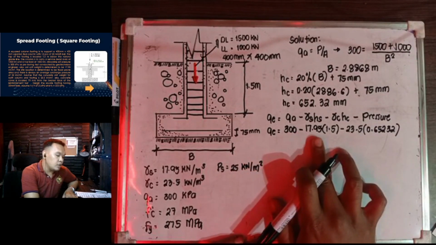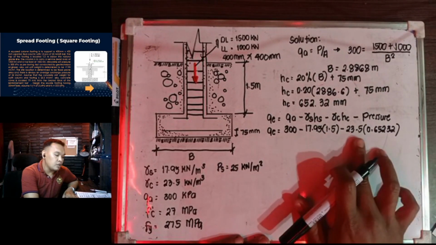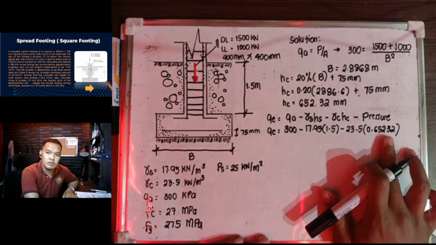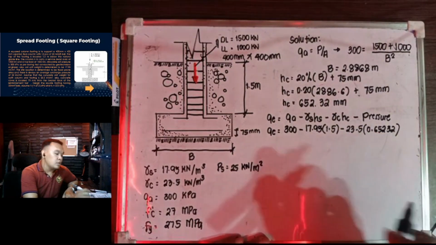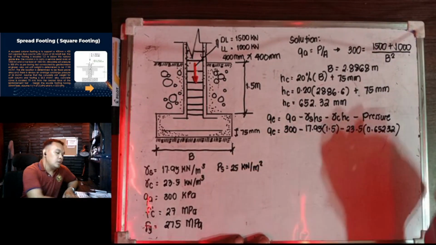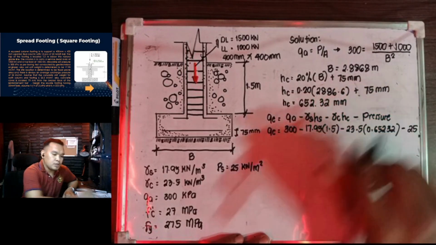Then alam mong itong kilonewton per meter cube to, kailangan mong mag-multiply ng meter squared, meter dito sa taas, no? Same din dito, kung ito ay kilonewton per meter cube, so kailangan naka-meter po itong height natin. So the height which is naka-mm dito is meter ko lang, no? Minus 25 which is the surcharge pressure.